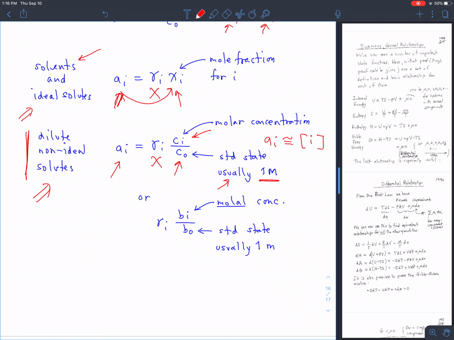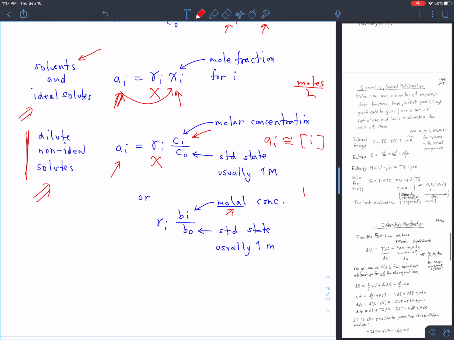The other choice that's common in some places, though much less common in the actual scientific literature than it is in textbooks, textbooks like molality for some reason, is molal concentration. So molar concentration, of course, is moles per liter. Molal concentration is moles per kilogram of solvent. For water, a kilogram of solvent is almost the same thing as 1 liter, so molar concentration and molal concentration are almost the same thing.